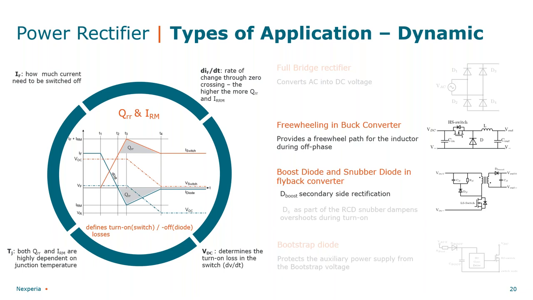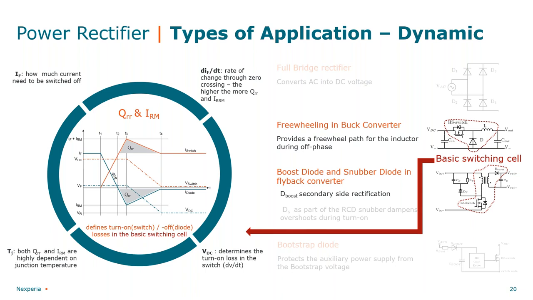These applications both, as I mentioned last time, contain the, let's call it, basic switching cell. So a combination of an inductor, a power switch, in this case MOSFET, and a diode. This basic switching cell is directly influenced by the reverse recovery effect of the diode. So the parameters which were introduced by Ole directly have an effect on the turn on and off losses of these converters.